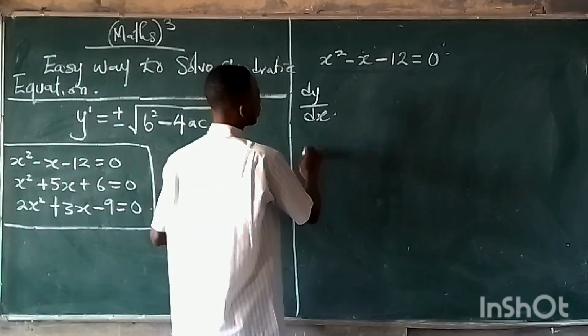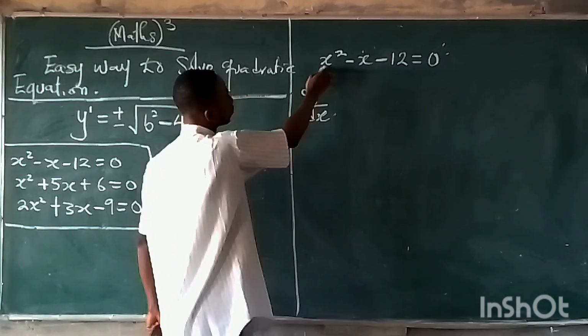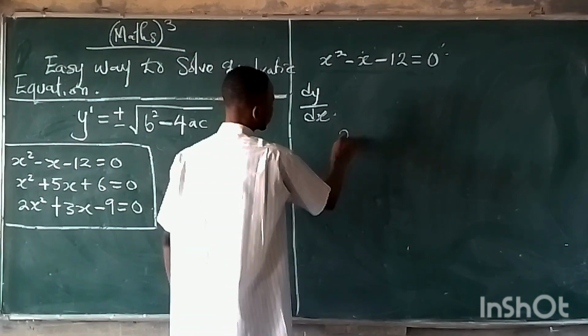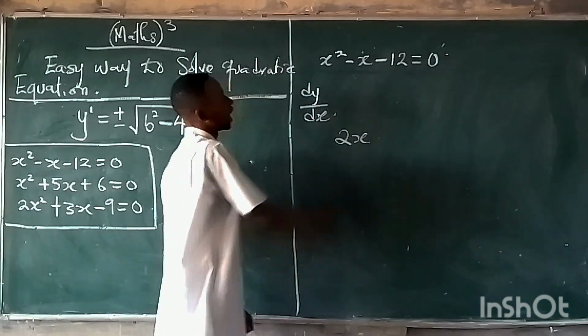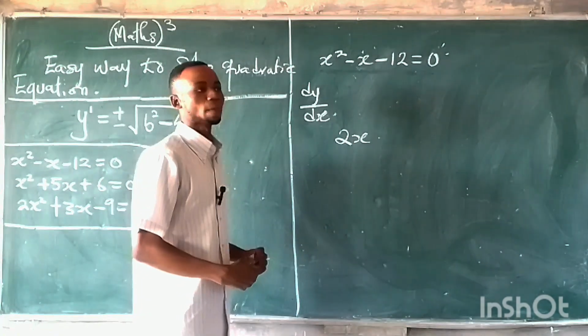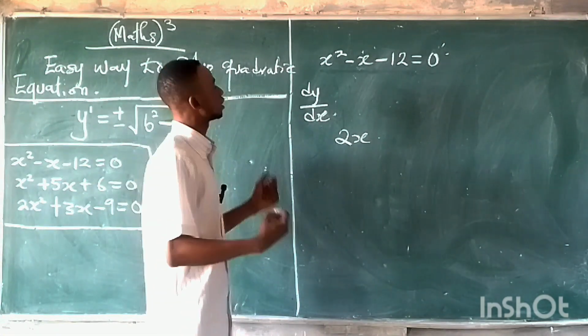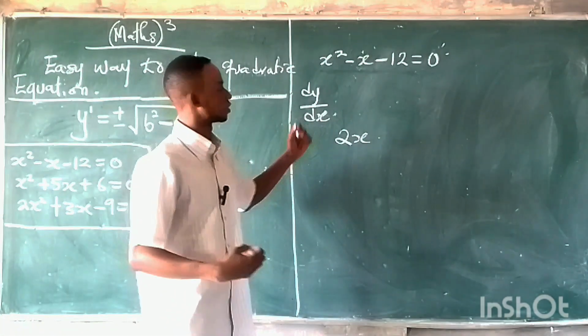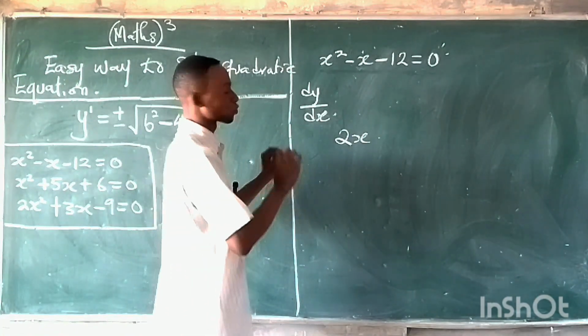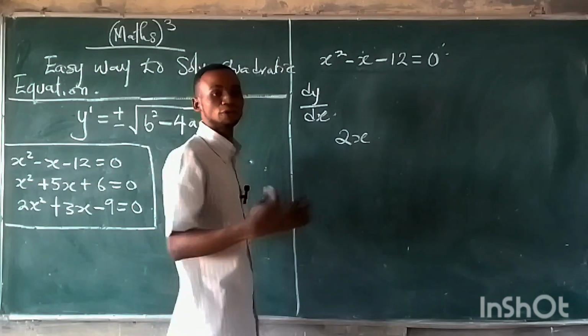So basically, if you differentiate x squared, you are going to get 2x, right? And if you differentiate x, you are going to get 1, because anything raised to power 0 is 1. Many students still find it very hard to differentiate, so let me touch on differentiation a little bit before I go further.